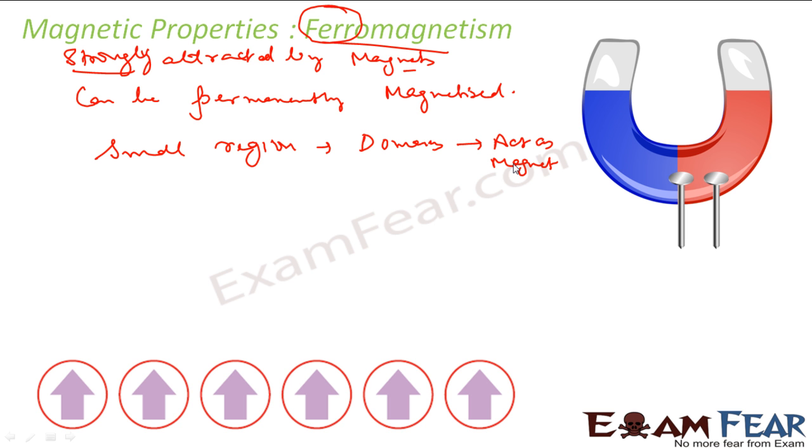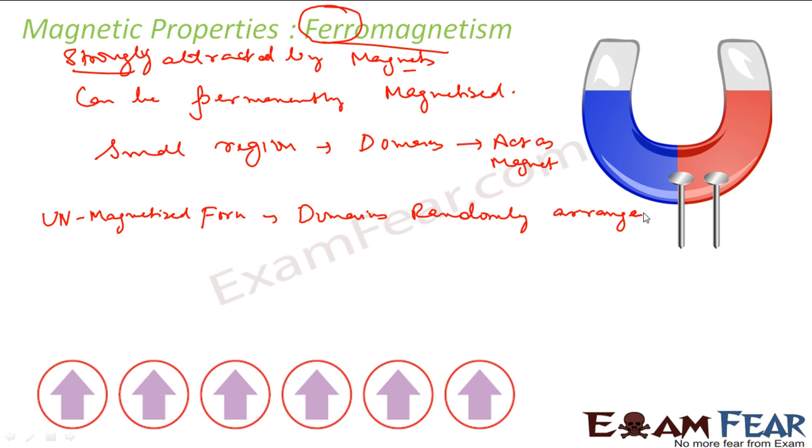In a normal unmagnetized form, you will see that these domains are randomly arranged. Since these domains are randomly arranged in the unmagnetized form, they don't have a very strong magnetic property, because these moments generally cancel each other.